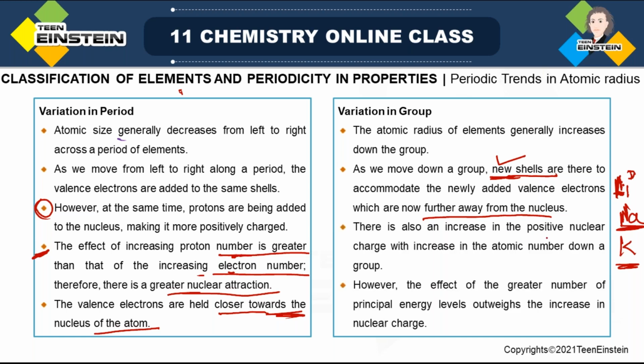So it is true that there is also an increase in positive nuclear charge with increase in atomic number down a group. So for lithium to sodium, it is changing from 3 to 11. In this way, there is an increase in positive nuclear charge. But the effect of the greater number of principal energy shells, that is, the extra added shells, outweighs the increase in nuclear charge. Outweighs means it is overcoming the other factor. So ultimately, which factor is winning? The factor that new shells are added is winning. And the net effect is that when you are moving down the group, there is an increase in size. Fine.